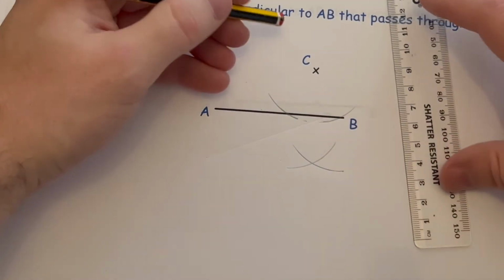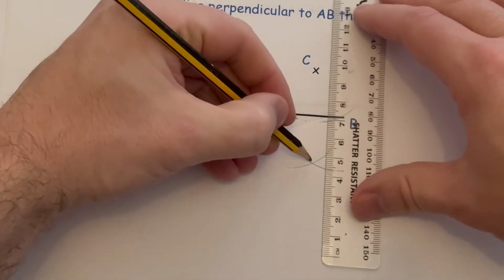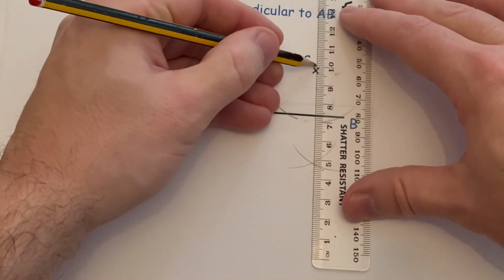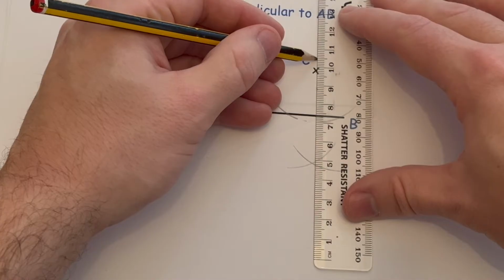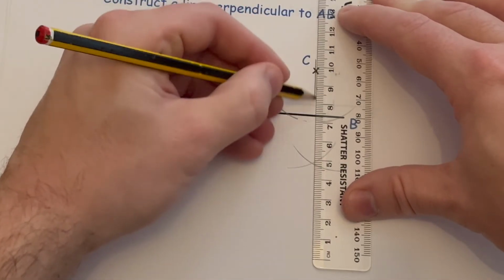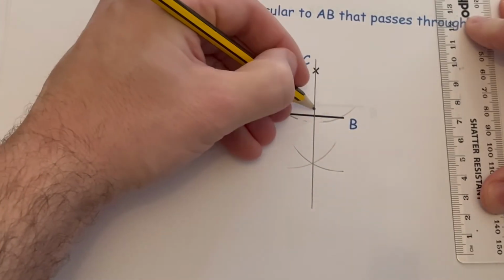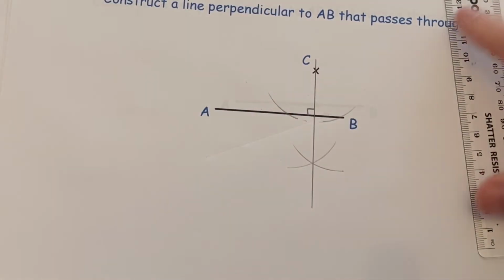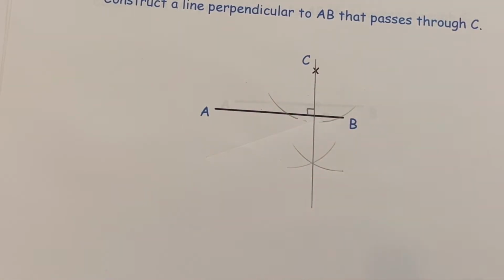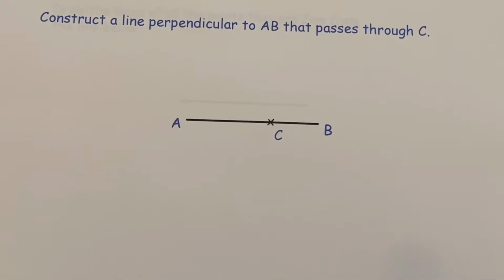Now to construct that line that's perpendicular to AB and passes through C, all we need to do is get our pencil and draw through the point C and where those two arcs intersect, so like so. So that line is perpendicular to the line AB, it's at 90 degrees to the line AB, and it passes through the point C.